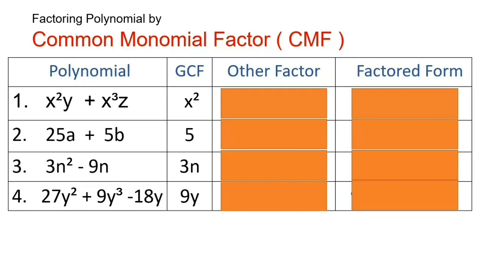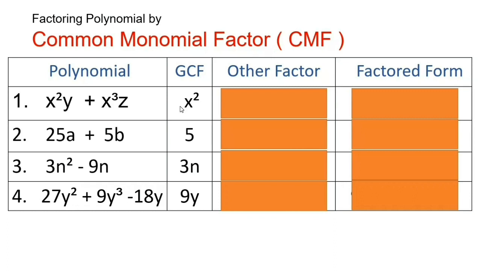Factoring common monomial factor has two parts, yung GCF at other factor. Since we already know how to get the GCF of a given polynomial, hahanapin naman natin how to find the other factor. So, to find the other factor, all we have to do is to divide the given polynomial doon sa ating GCF na nakuha.